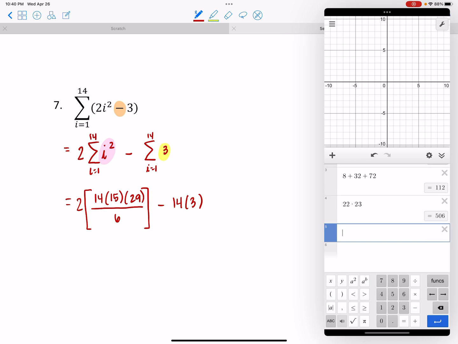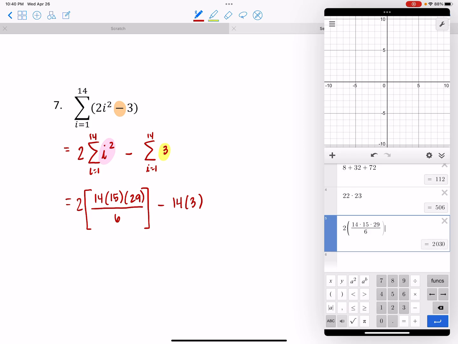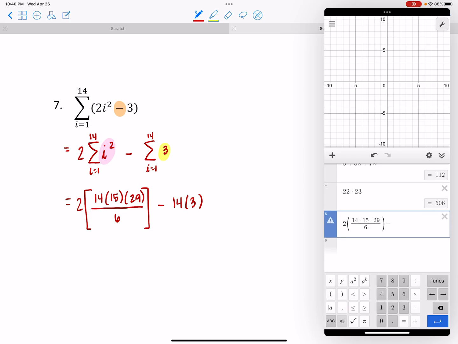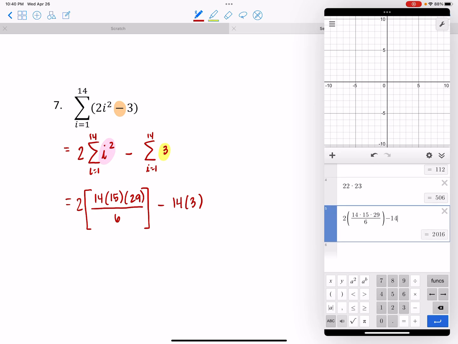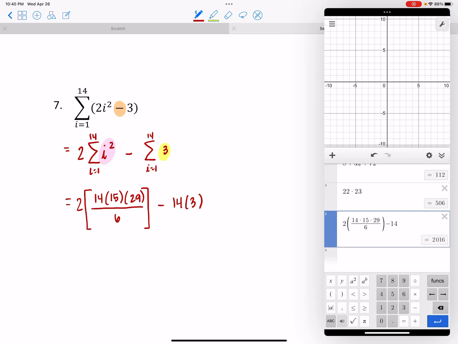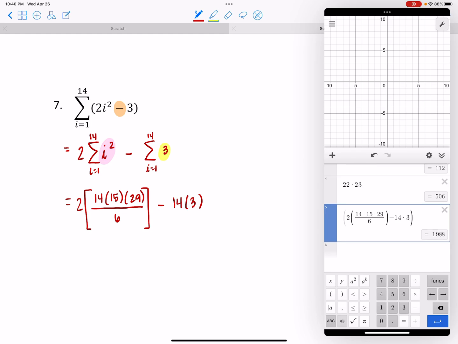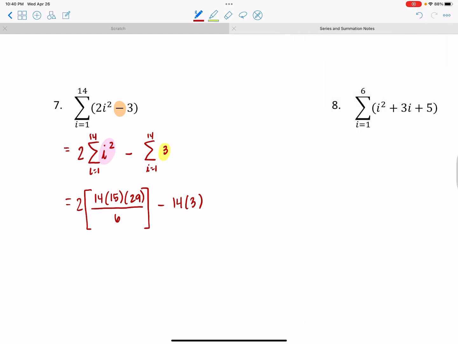Okay, so back on track. I got 2 times a fraction on the top, 14 times 15 times 29 on the bottom, divided by 6. And then from that, we want to subtract a product of 14 and 3, times 3. I'm not sure if this is right. I don't think I need these parentheses, but make sure I typed it in there. And yep, looks good. 1,988.